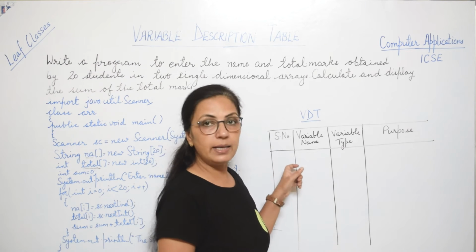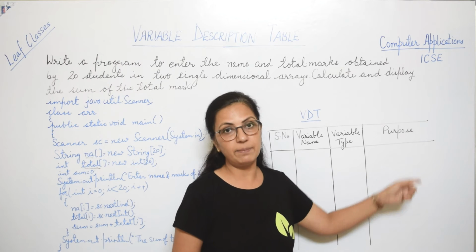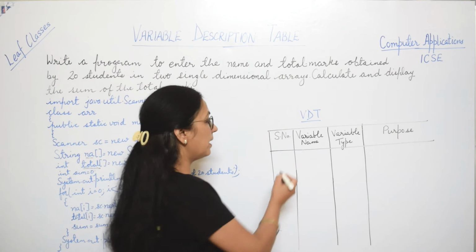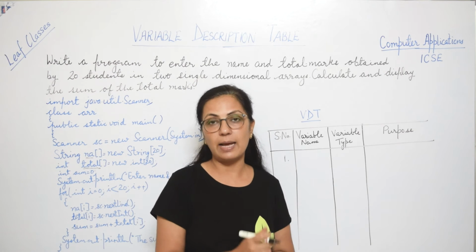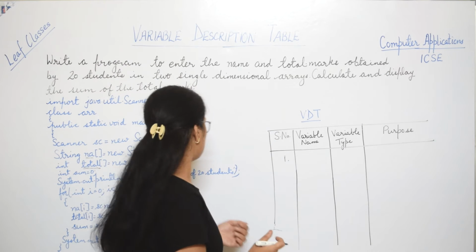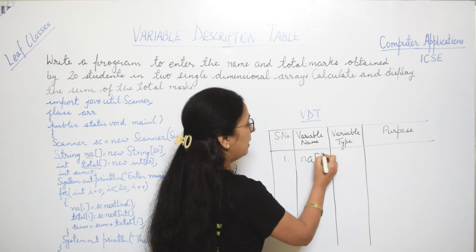And the 4 headings will be serial number, variable name, variable type and the purpose, right? So serial number, all of you know, 1, 2, 3, according to how many variables there are, you can put. Now first, if I take here NA, NA is the variable name.